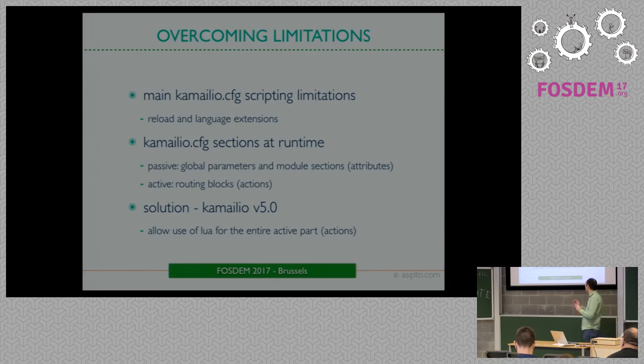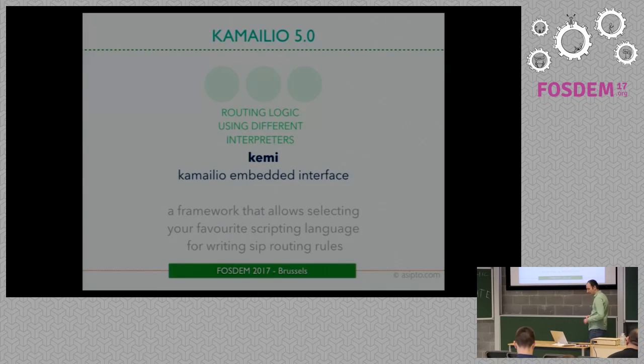So the solution, after discussing, was making the active part possible to be executed in different scripting languages, and we are now about to release Kamailio 5.0, as we labeled the version number. Probably by the end of February it will be out there. And all those routing blocks that I had an example of before, and I'll have some comparison next, could now be fully in Lua, and right now JavaScript and Python.